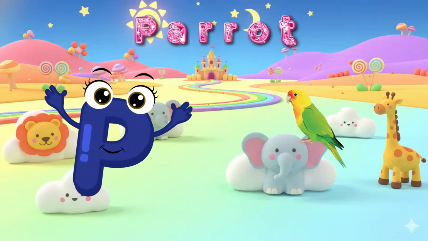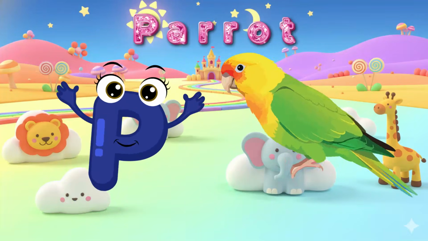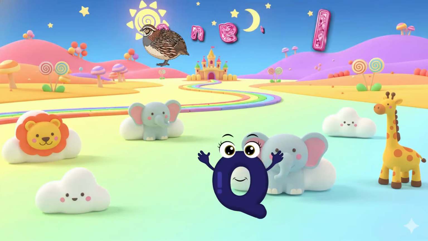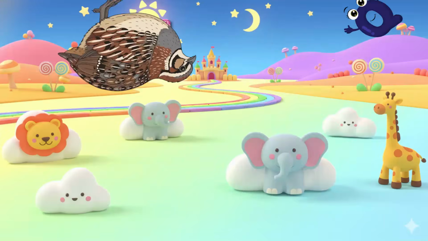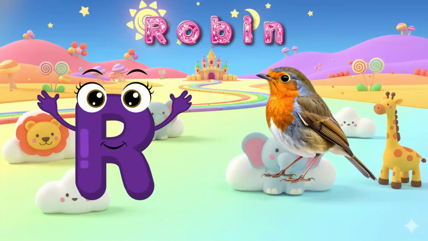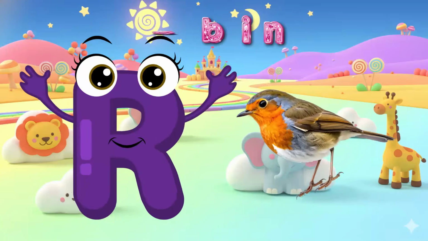P is for parrot. P, parrot. Q is for quail. Q, quail. R is for robin. R, robin.